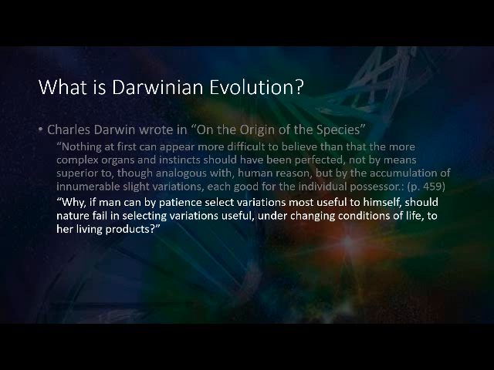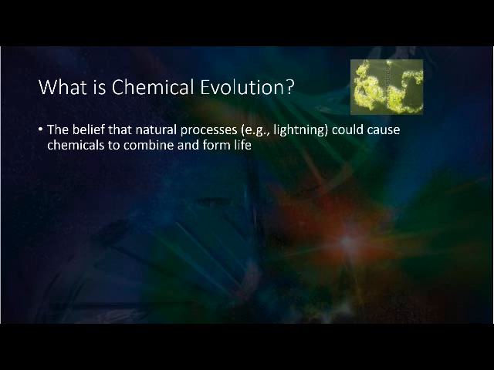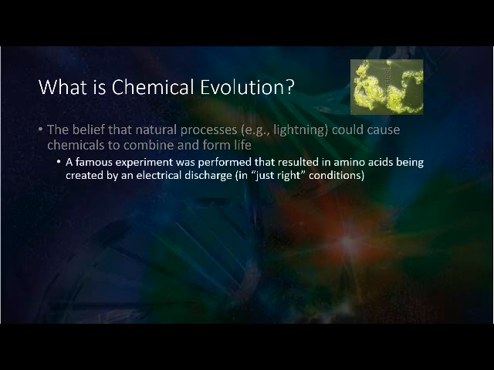And that's where we get to the second evolutionary theory called chemical evolution. And that is a belief that natural processes, like lightning or something, could cause chemicals to combine and form life. So they have this belief that there was a primordial soup, some pool containing chemicals of various sorts, and that it could, under the right conditions, form life. Well, there was a famous experiment performed that resulted in some amino acids being created by an electrical discharge conducted in just the right conditions.